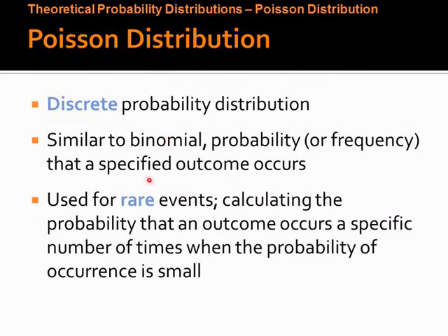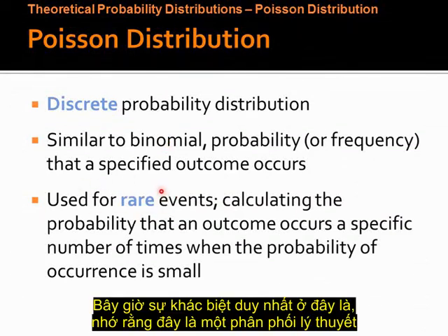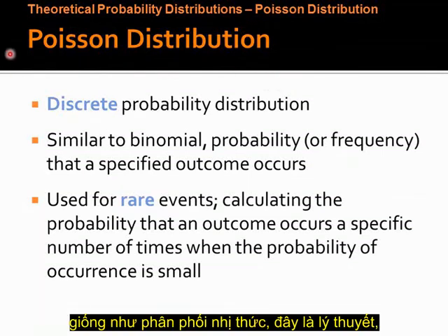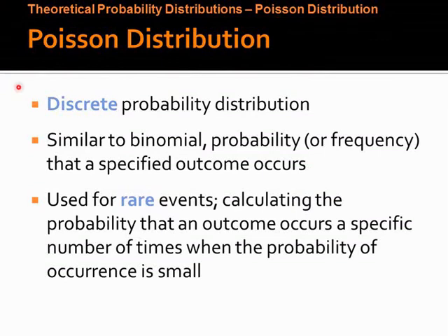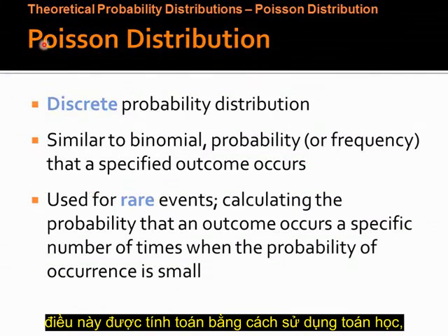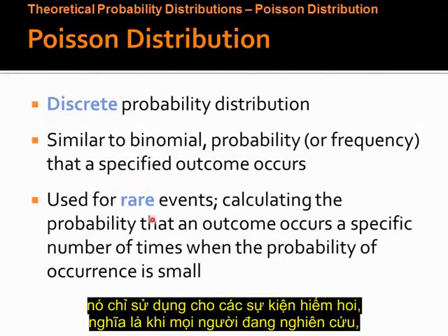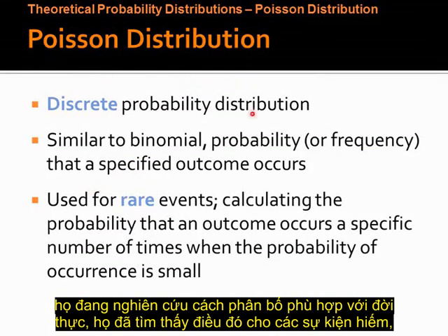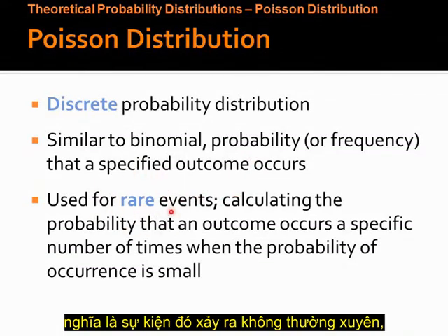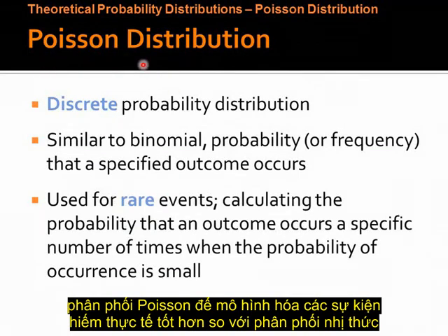Now the only difference here is that this Poisson distribution, now remember, this is a theoretical distribution. Just like the binomial distribution, this is theoretical. This is calculated by using mathematics. This is only used for rare events. This just means that when people were studying how distributions fitted the real world, they found that for events that are rare, meaning events that do not occur very often, the Poisson distribution turns out to model actual rare events better than the binomial distribution.